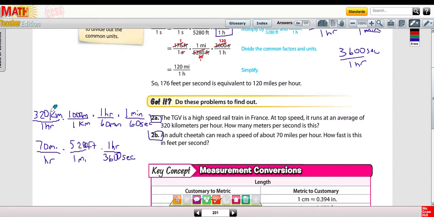Okay, setting it up this way, starting with 320 kilometers. That's what was given to us in the problem.